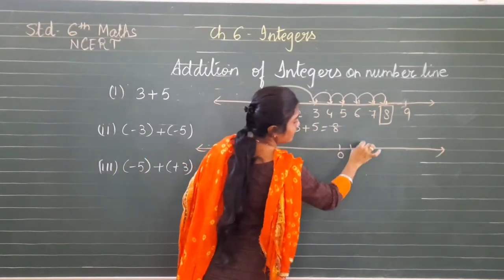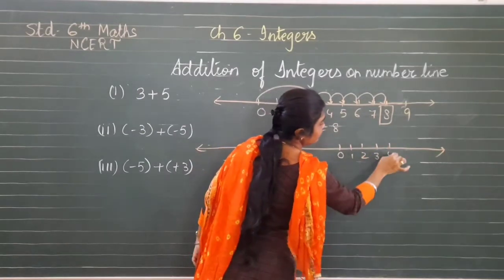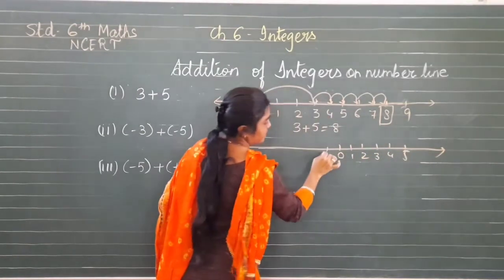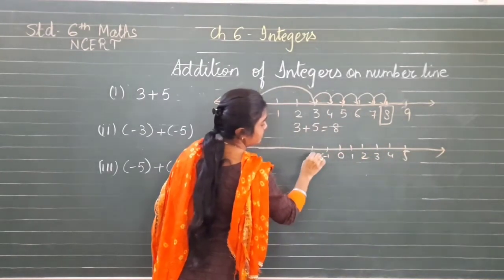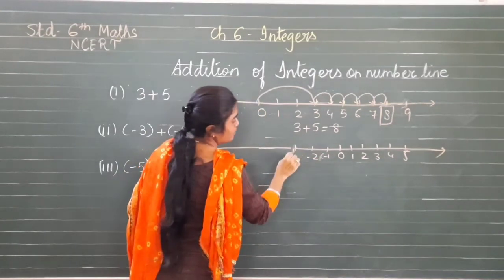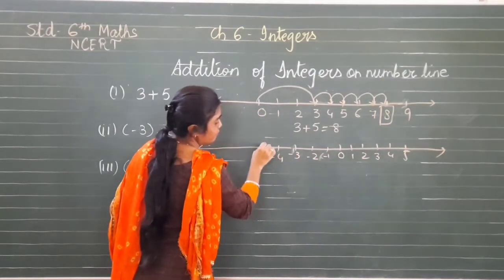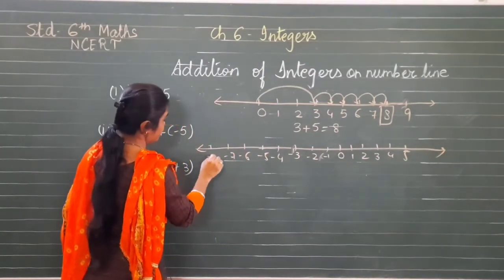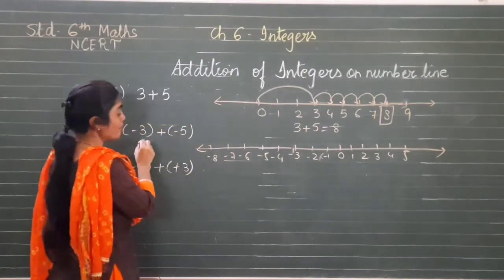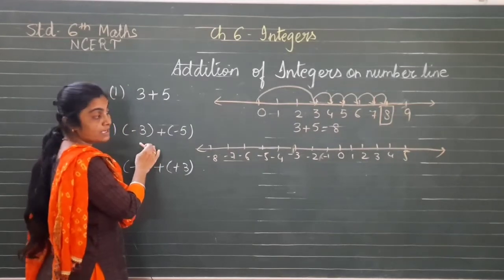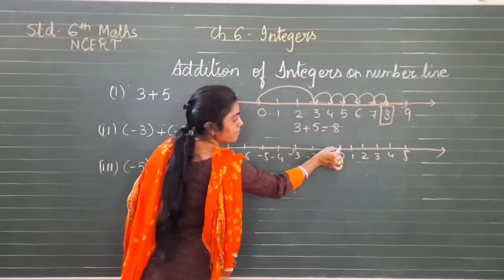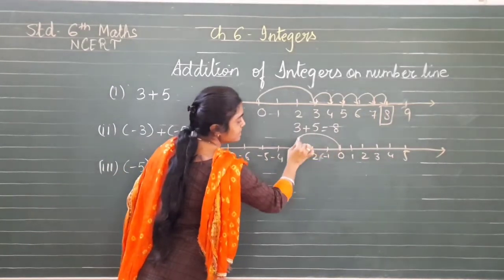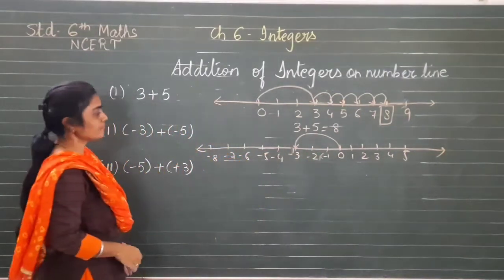0, 1, 2, 3, 4, 5. Minus 1, minus 2, minus 3, minus 4, minus 5, minus 6, minus 7, minus 8. Now minus 3, so it is on the left side. So from 0 we will reach minus 3.